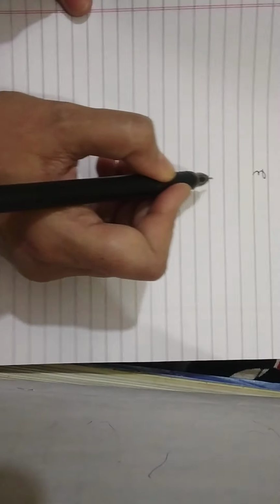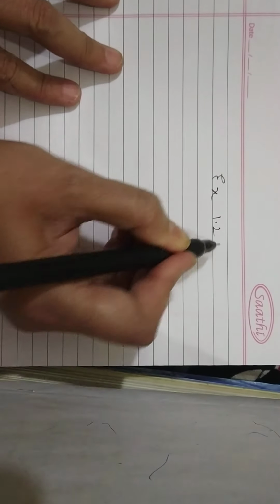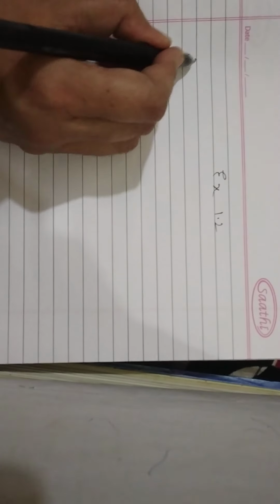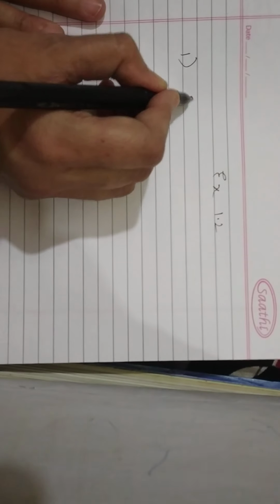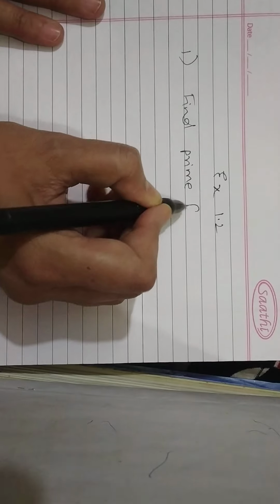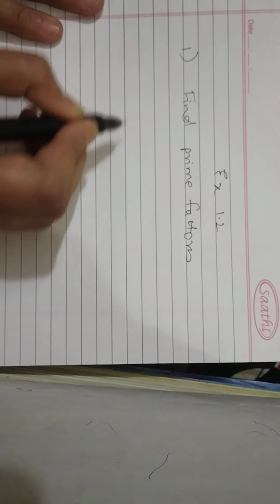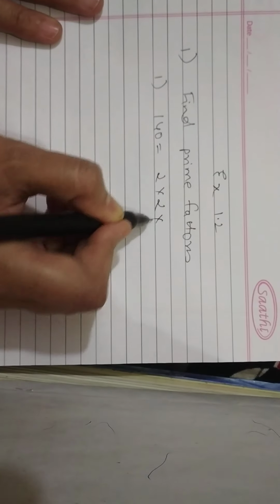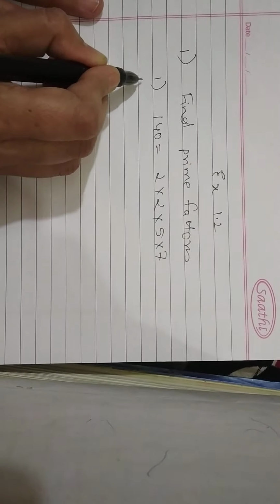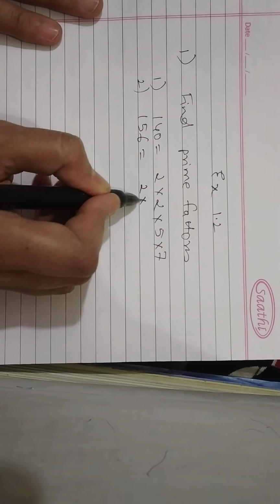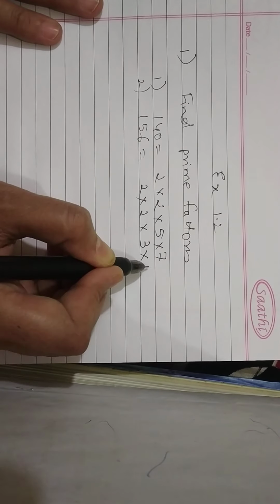Now, first we'll go for exercise 1.2. I'll solve all the problems related to this, then we'll do the remaining one. Question number 1: find the prime factors. You are simply supposed to find the prime factors. It is very simple: 2 into 2 into 5 into 7. Second, 156: 2 into 2 into 3 into 13.